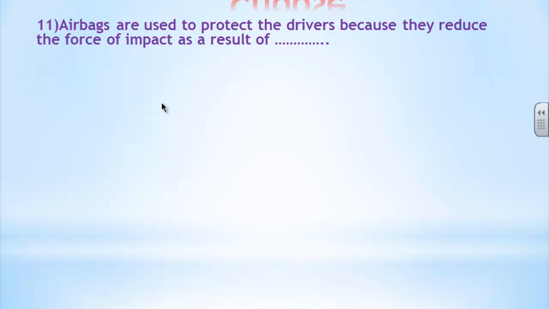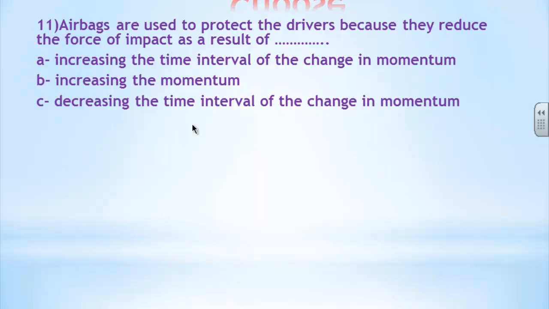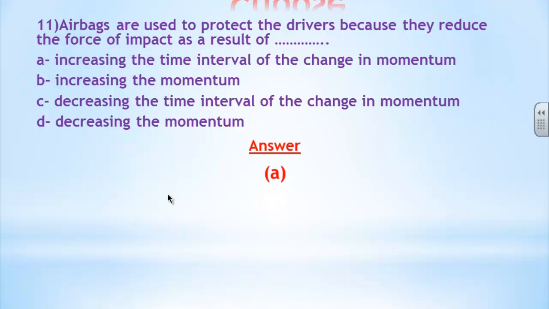11. Airbags are used to protect the drivers because they reduce the force of impact as a result of: A. Increasing the time intervals of the change in momentum. B. Increasing the momentum. C. Decreasing the time intervals of the change in momentum. D. Decreasing the momentum. Answer number A. Due to there is an inverse relation between the time of the change in momentum and the force of impact.